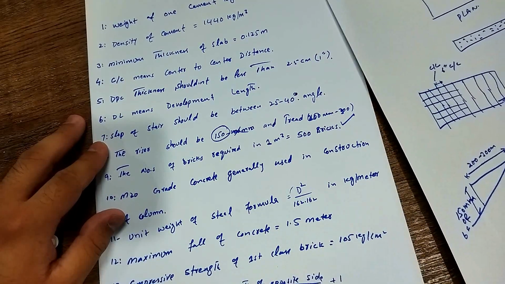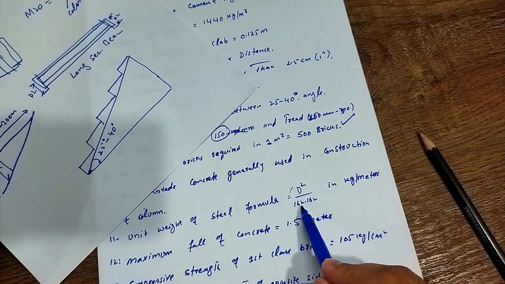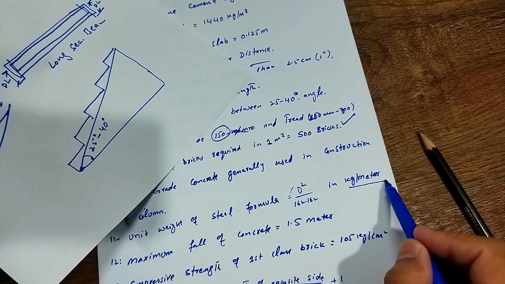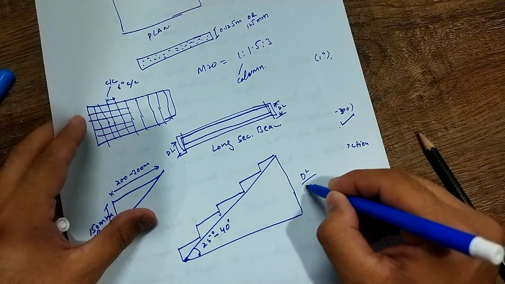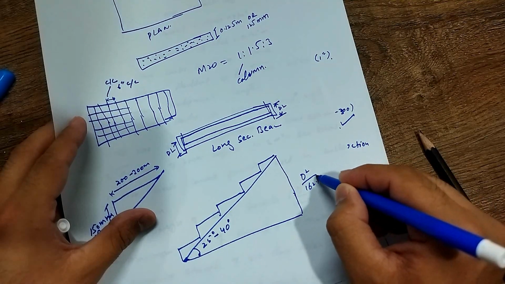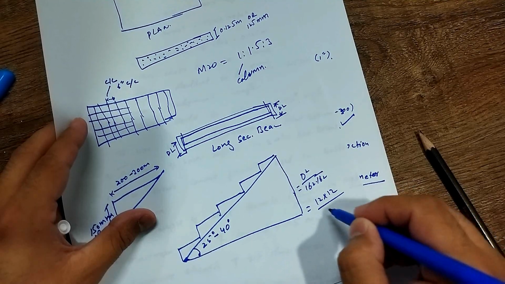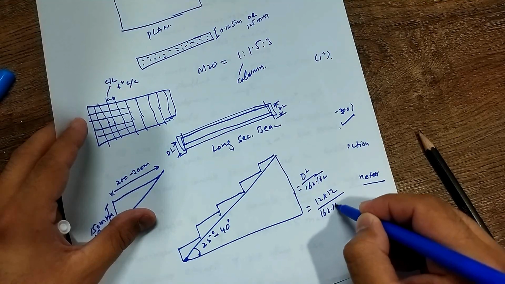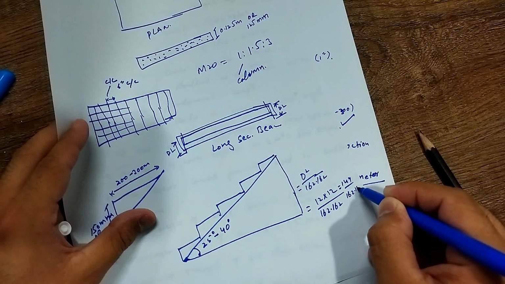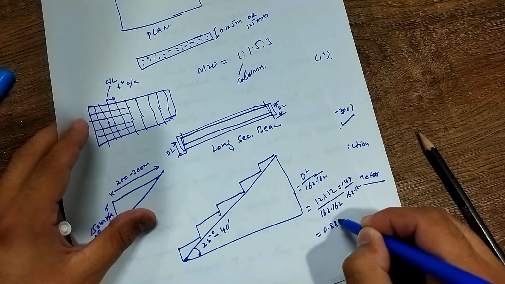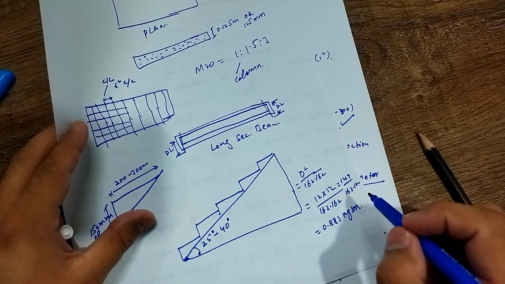The steel weight formula, how you can calculate the steel. So the formula is d square divided by 162.162, and this is in kg per meter. Okay, d square is 12 multiplied by 12 mm, divided by 162.162. When you calculate this, 144 divided by 162.162, you will get 0.883 kg per meter. This is the weight formula for steel.